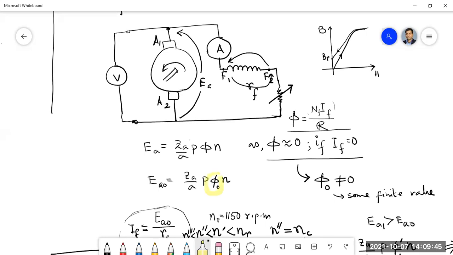If there is no phi 0, then there will be nothing. So no voltage build up. So these are the four conditions for voltage build up in a DC shunt generator. If you don't understand any of the points, you can ask me.